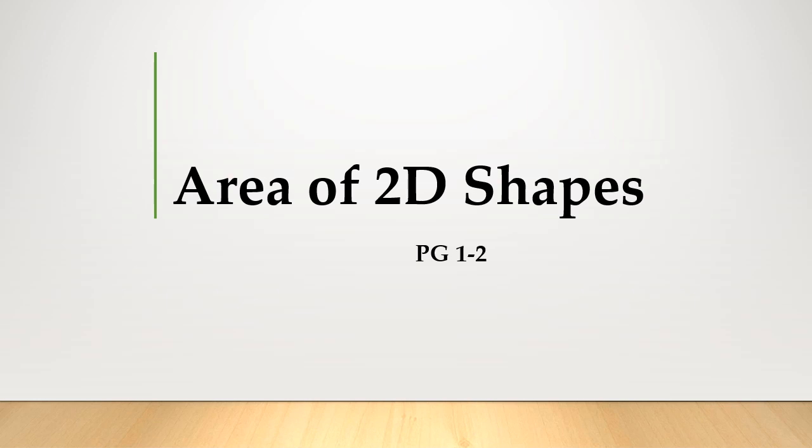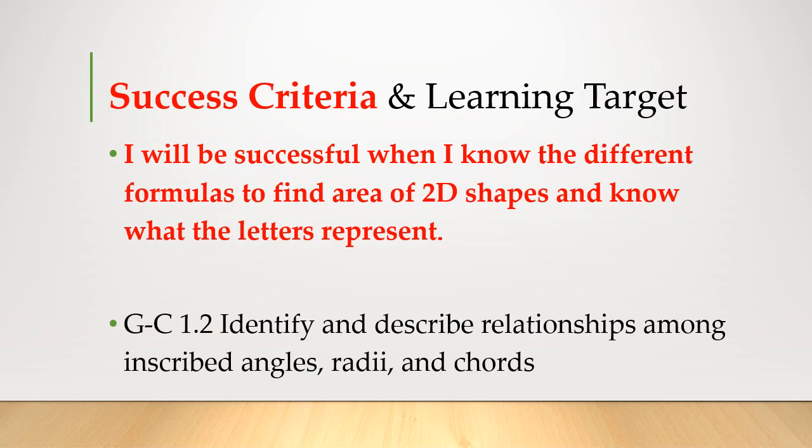This one is on the area of 2D shapes. So we're going to go over the different formulas to find the area of these shapes. The success criteria is you'll be successful when you know the different formulas to find the area of 2D shapes and know what the letters represent. Now, the actual learning target is to identify and describe relationships among inscribed angles, radii, and chords.